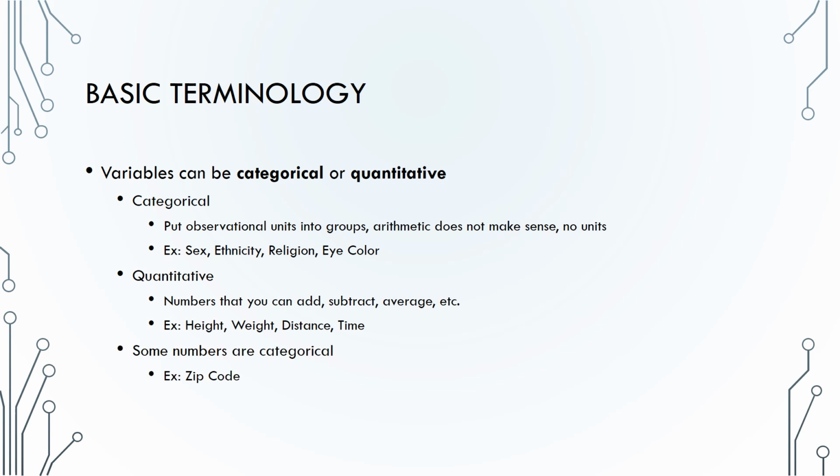But be careful, because some numbers are not quantitative. They are in fact categorical variables. An example of that is zip code. If we collected each of your zip codes, it would not make sense to find the average. Your zip code tells us where you are and places you into a group. The average zip code does not tell us anything about our class.